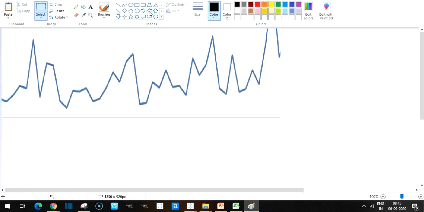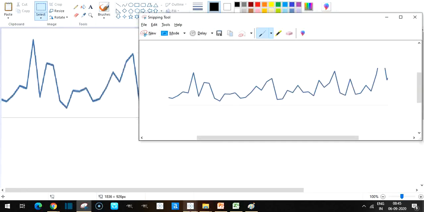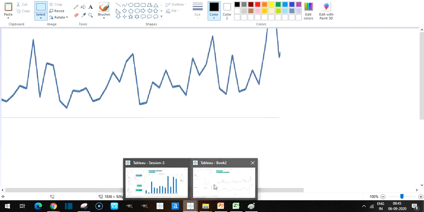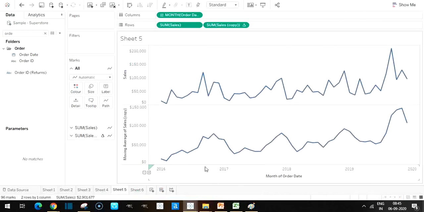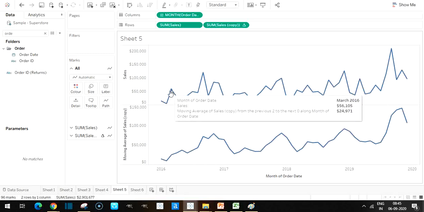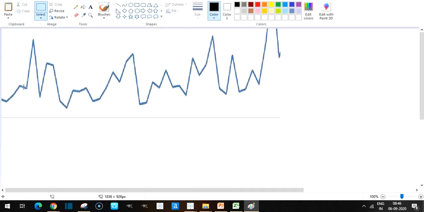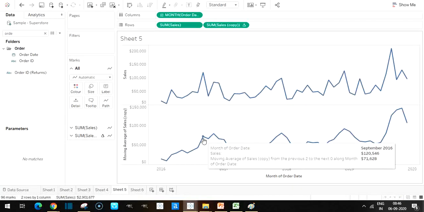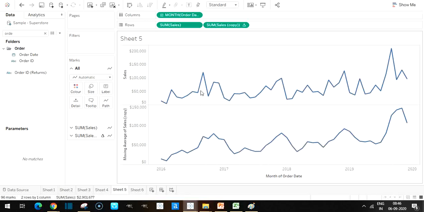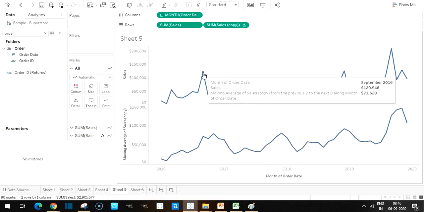Now on this graph, when I say moving average, I have different time periods. Each of these is monthly data. This is March data, April data, May data, June data, and so on. So at any point of time, let's say for this time period, the moving average says from the previous two to the next zero along month. So it is taking the previous 2 points. So at this point, let's say September.